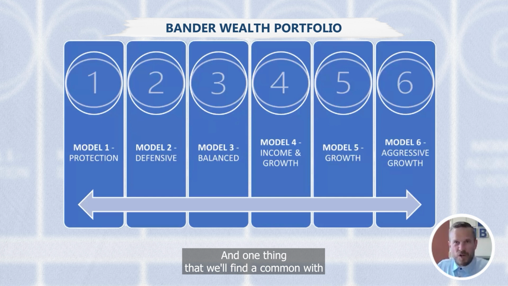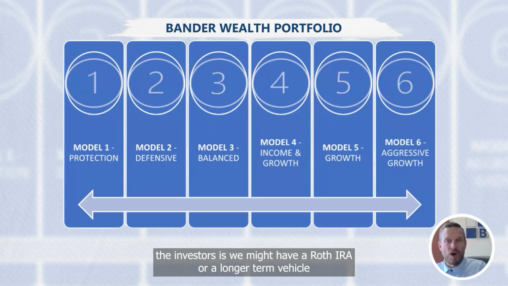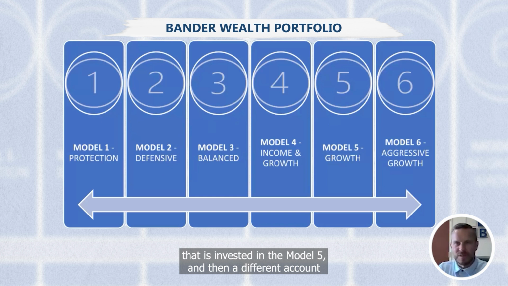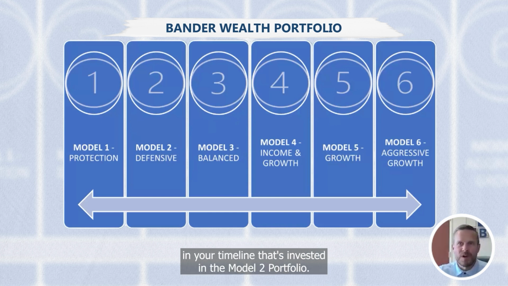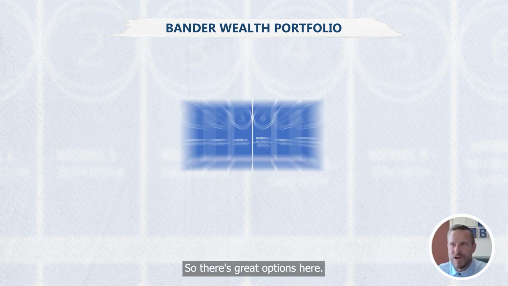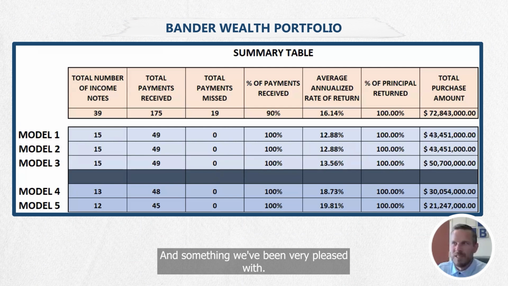And one thing that we'll find common with investors is we might have a Roth IRA or a longer term vehicle that is invested in the Model 5, and then a different account or an account that we plan on utilizing sooner in your timeline that's invested in the Model 2 portfolio. So there's great options here and something we've been very pleased with.